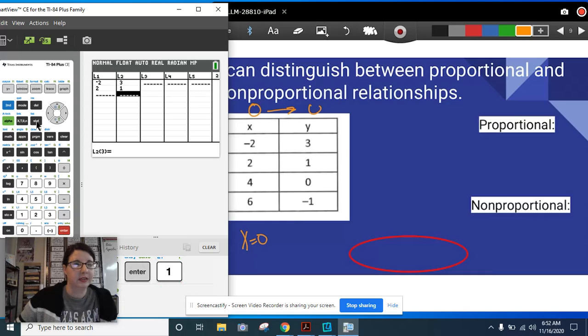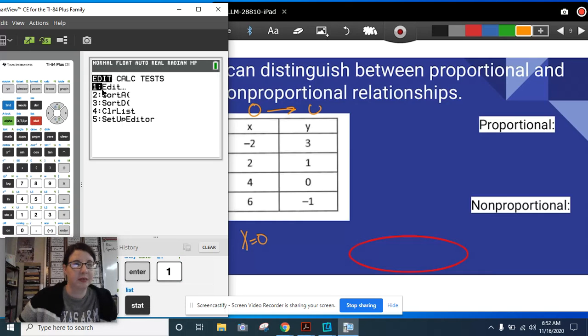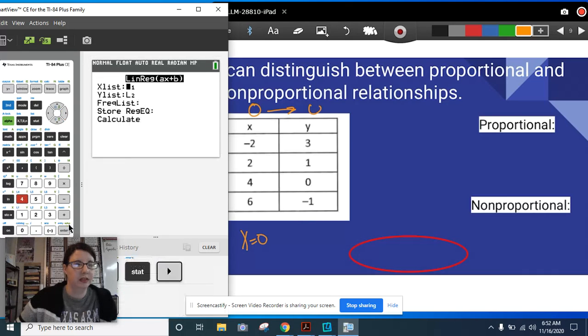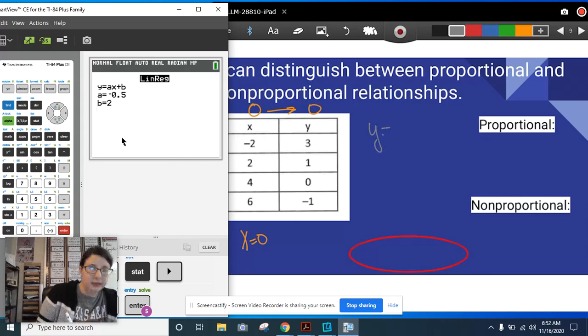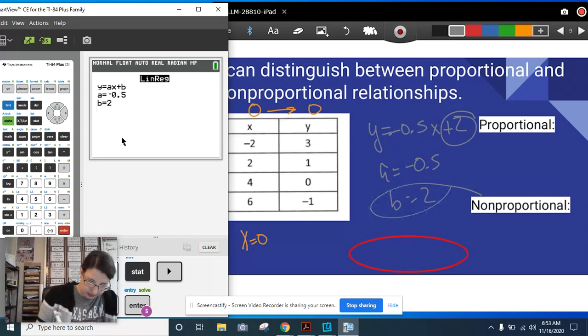So now that I've done stat edit, I'm going to go back to stat, and I'm going to make sure that my calc move over there. And I go down to number 4 because I want it to tell me what my y-intercept is. So when I rewrite this equation, it will be y is equal to negative 0.5x plus 2. Well, it has a b. It's got a is equal to negative 0.5 and b is equal to 2. So because there's a b, it makes it a non-proportional relationship.